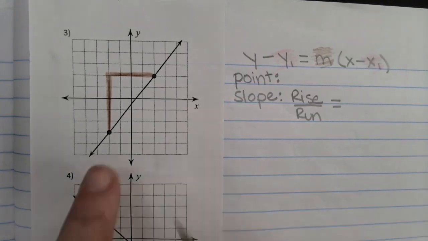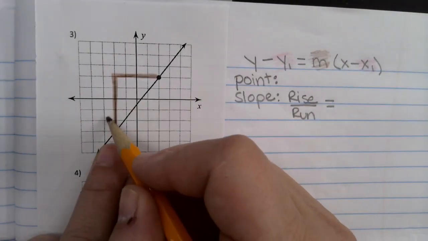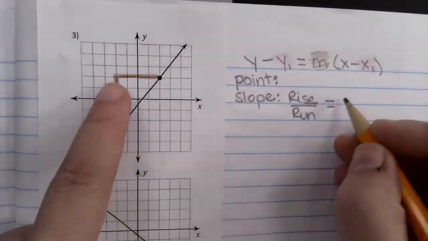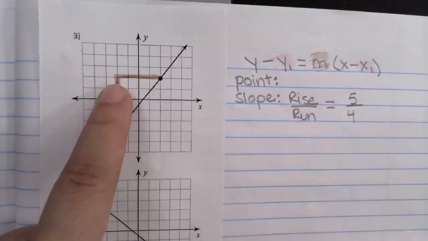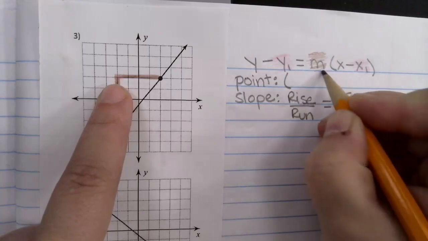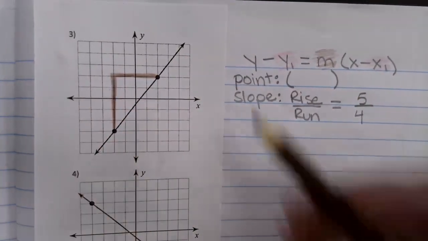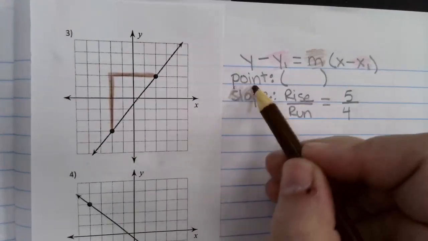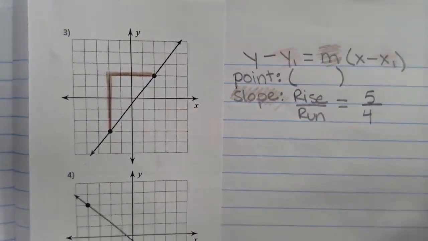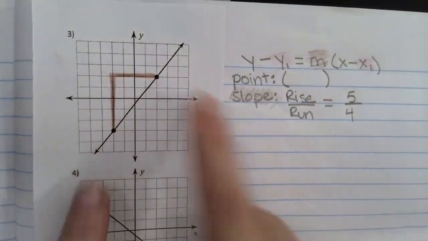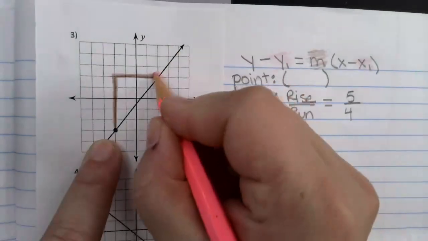All right, what is our rise? How much up does it go? 5. 2, 3, 4, 5. Okay, and how much over? 4. Okay, so now we need a point. So we're going to choose one of those points. Let's just choose the one that's on the left side. Actually, let's pick together. Do you guys want this one or this one?